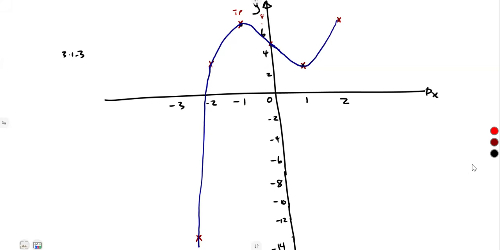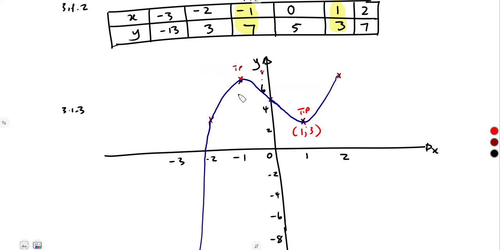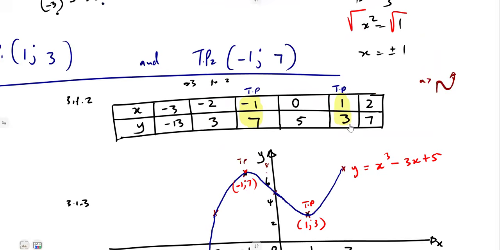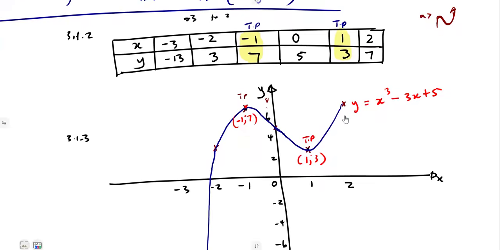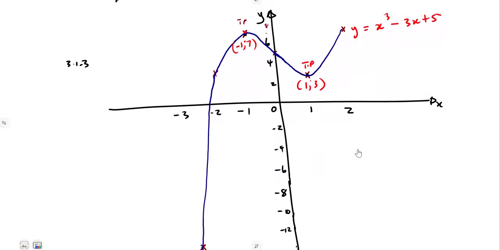So guys, you can draw something cleaner and clearer than this. Here's just a sketch. That's 1, 3, our turning point, and there is another turning point here at negative 1, 7. So that is our function, f of x, y is equal to x cubed minus 3x plus 5, the one that you were given. It is just a sketch that I have from the table, so you can draw something clearer than what I have here.